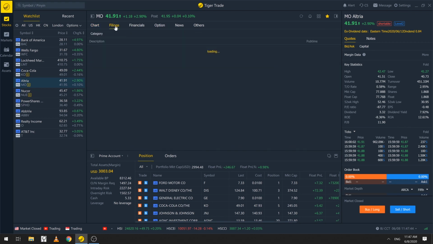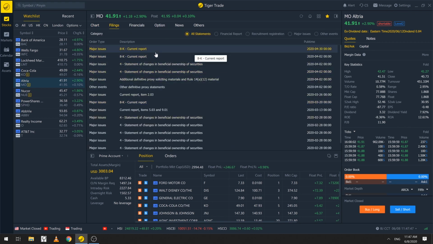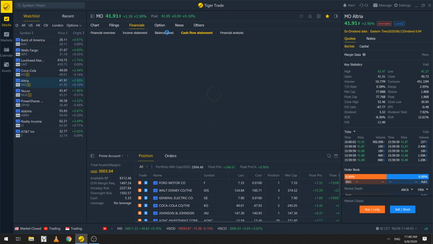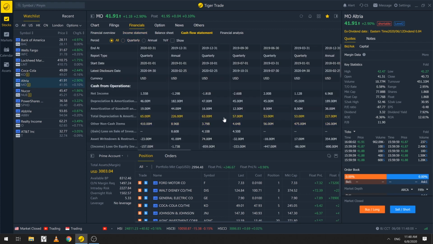So right beside chart, we have this tab called filings. This is where you can read the reports of the company that have been recently released. And next to it is financials. This is where important information for you to decide whether this is a stock to buy or not lies. You have the cash flow statement, the balance sheet, and the income statement. Do note that it might be a little bit slow sometimes because there is so much information. This actually saves you a lot of time, because instead of going to Yahoo Finance or Google Finance to search up this information, you can have it right here in one platform itself. So that is something that I like about TigerBrokers.